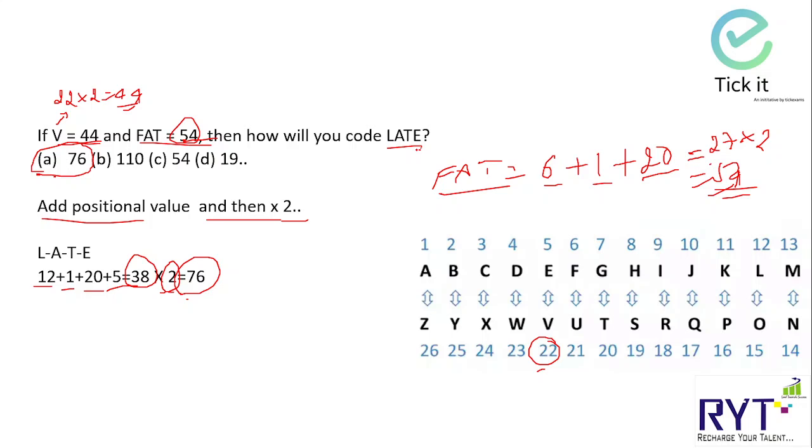I will add all the place values of late and multiply with 2. L means 12, A means 1, T means 20, E means 5. If I add, I get 38, but I have to multiply with 2, so I get 76 as the right answer.